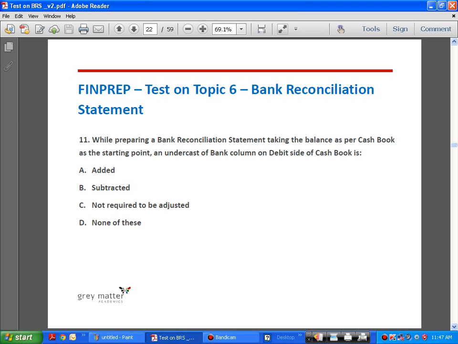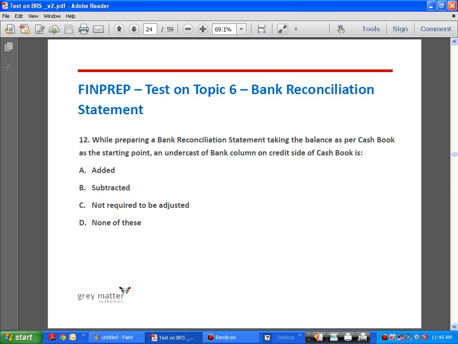Next, while preparing a BRS, taking the balance as per cash book as the starting point, an undercast of bank column on debit side of cash book. Yes. So which means the debit side of the cash book is undercast. The debit side in the cash book records the receipts. When there is an undercast of receipts, it means that the balance is undercast, and so we have to add the undercast.